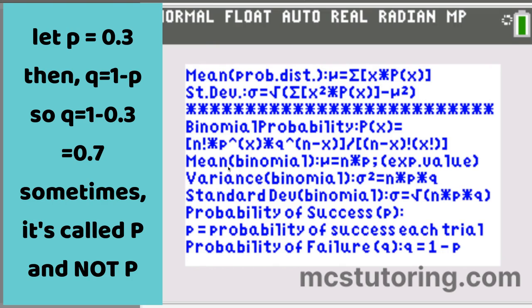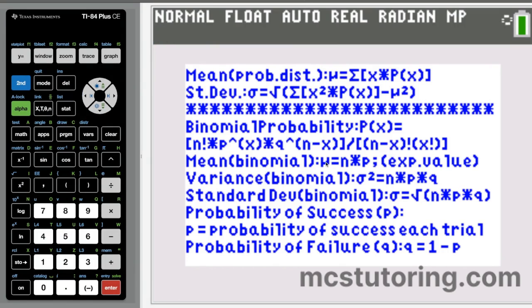Now the mean for a binomial distribution is mu equals n times p, also called the expected value. The variance in a binomial distribution is sigma squared equals n times p times q. And the standard deviation is the square root of the variance. P is the probability of success on each trial. Let's say again 30%, so the probability of failure would be 70%, which is 1 minus that 30%.